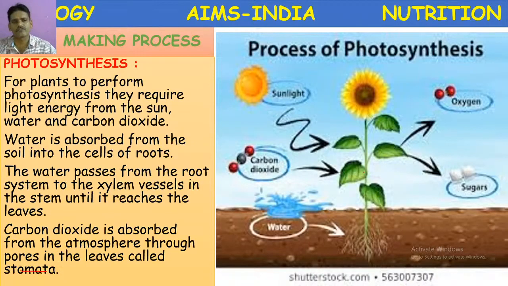So in the process of photosynthesis here, if you see, sunlight, carbon dioxide and water reach the leaf. Leaf is the site of photosynthesis where the chemical reaction takes place, and the product sugars are formed and oxygen is released during this process. It is a photochemical reaction.